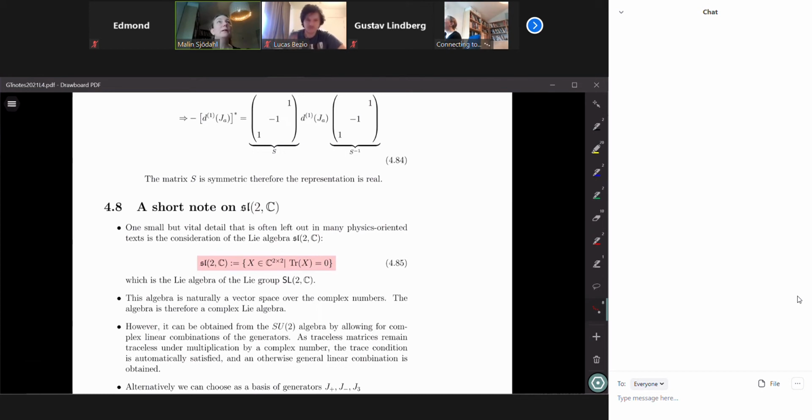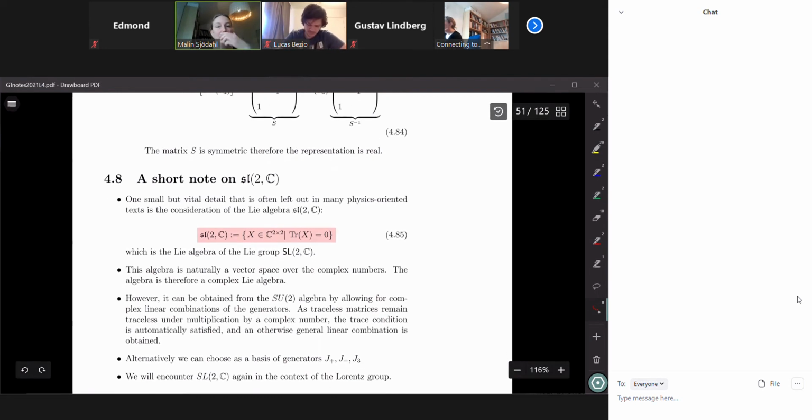So do we have any questions to that? Okay. Then I would like to make a little remark on the connection between the group SU2 and the group SL2C. The remark is quite easy and quite fundamental, and we will come back to it when we talk about the Lorentz group.